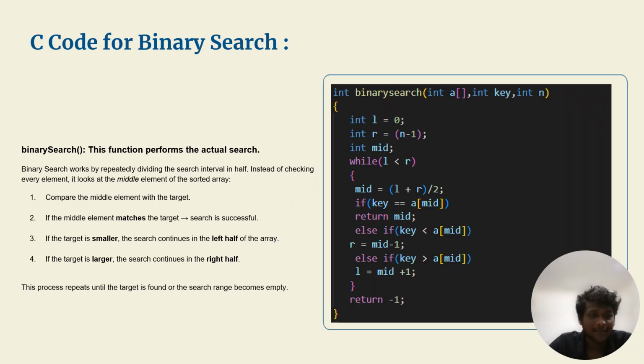Binary search is an efficient searching technique used only on sorted arrays. Instead of checking elements one by one, it repeatedly divides the search space in half. So let's check how binary search works.